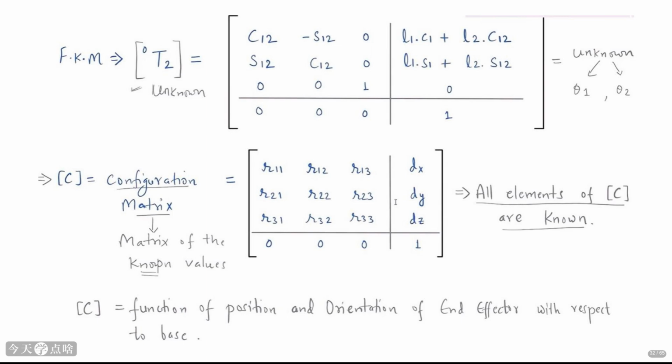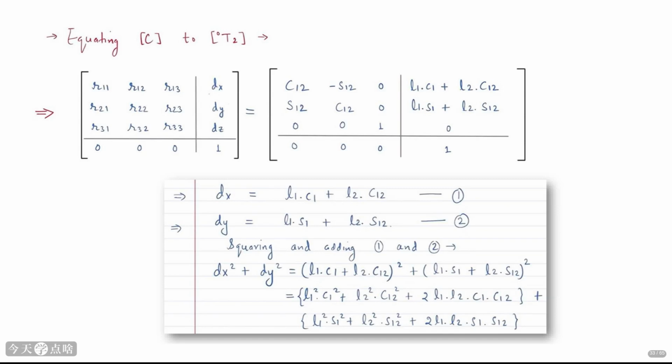The handwritten note clarifies that the matrix C is a function of the desired position and orientation of the end effector. Our task is to invert this relationship to find θ1 and θ2. To solve for θ1 and θ2, we can use a geometric approach. First, consider the triangle formed by the two links and the line connecting the base to the end effector.